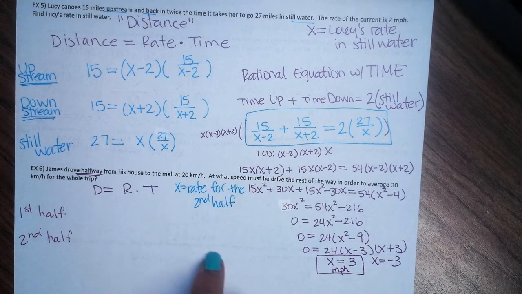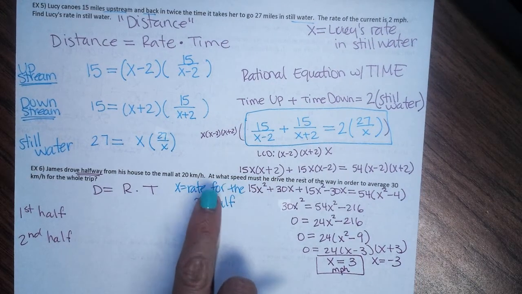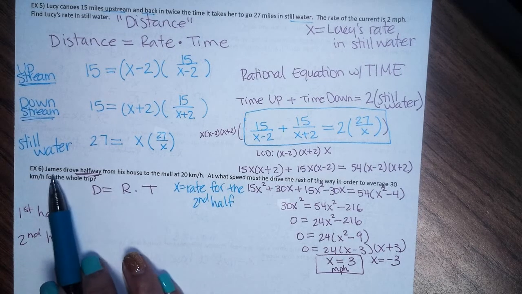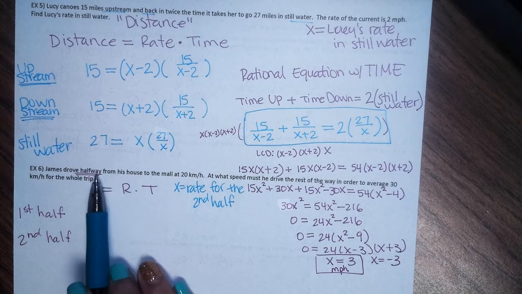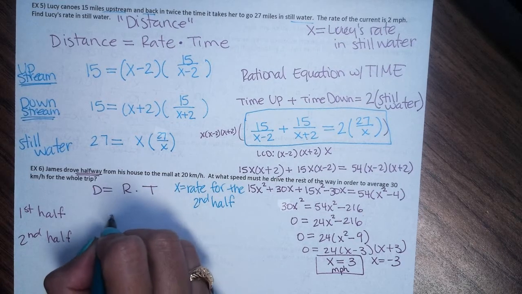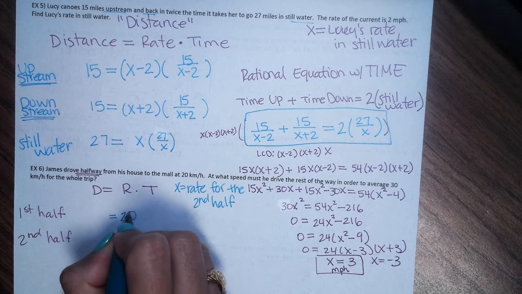So right here, for our second half, we're going to have to use and involve this x. First, we can start with the first half. On the first half, James drove halfway to his house at a rate of 20 kilometers per hour. So this rate would be 20 kilometers per hour.